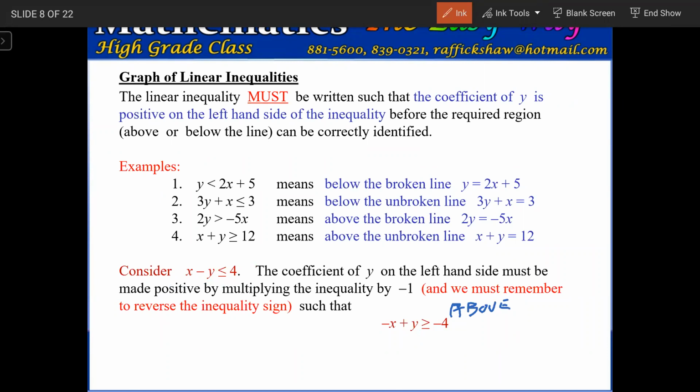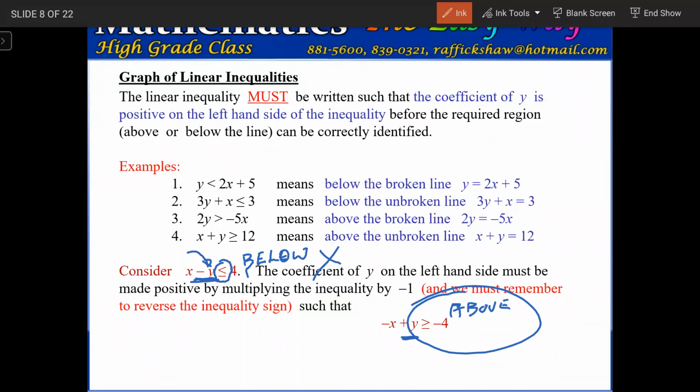But if we just look at the inequality alone, without looking at the y, we would have gone below, because we would have focused on the less than and used below, where the below would be wrong. The below is wrong this time because the y is negative over there. The y has to be positive. So I made the adjustment to make the y positive and show you that this inequality really is an above one, not below. All right?